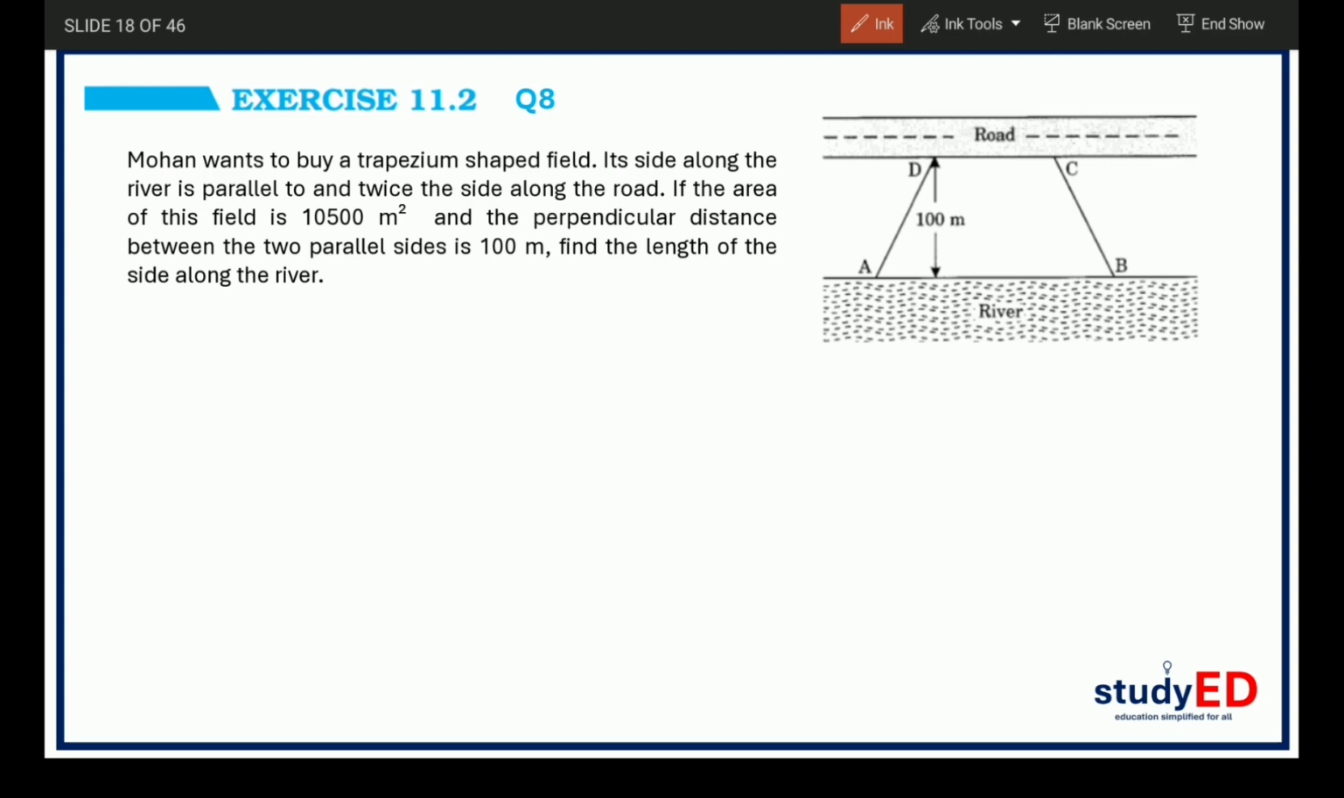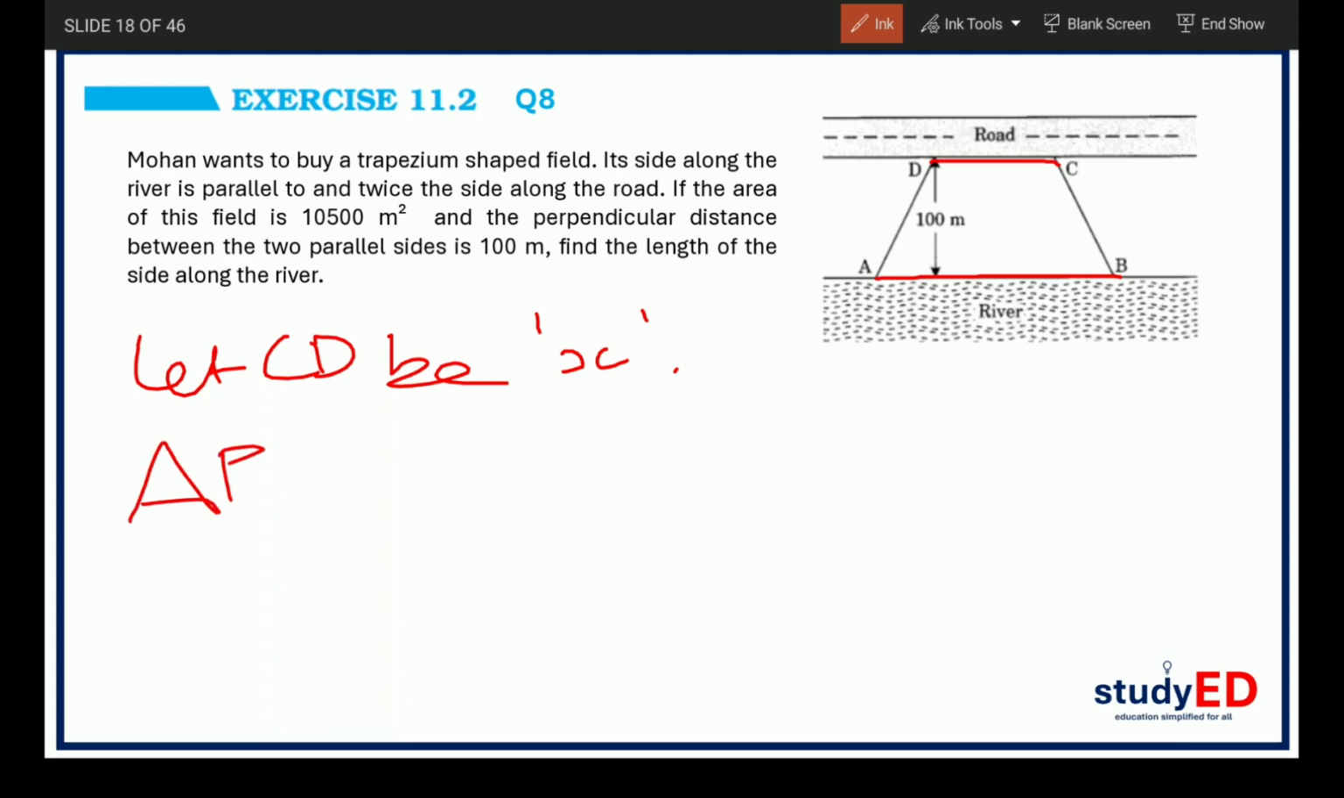Now, the side along the river is parallel and twice the side along the road. Now, we don't have these measurements. If the area and only the height is given, then we'll assume each side as x. So this is CD, and so let CD be x. Okay, so now if that side is x, since this is twice the side along the road, then AB is equal to 2 times of x, or nothing but 2x.